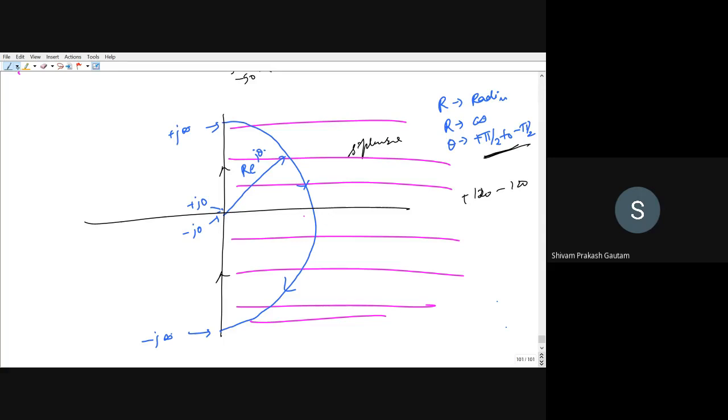If you look closely at this Nyquist contour, it has three parts. For positive frequency, I can say this is my first part. For negative frequency, this is my negative part. And for this, that is the third part.